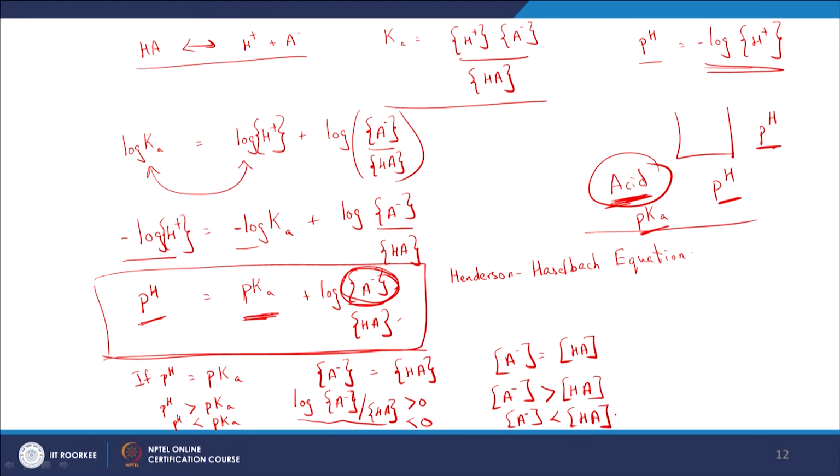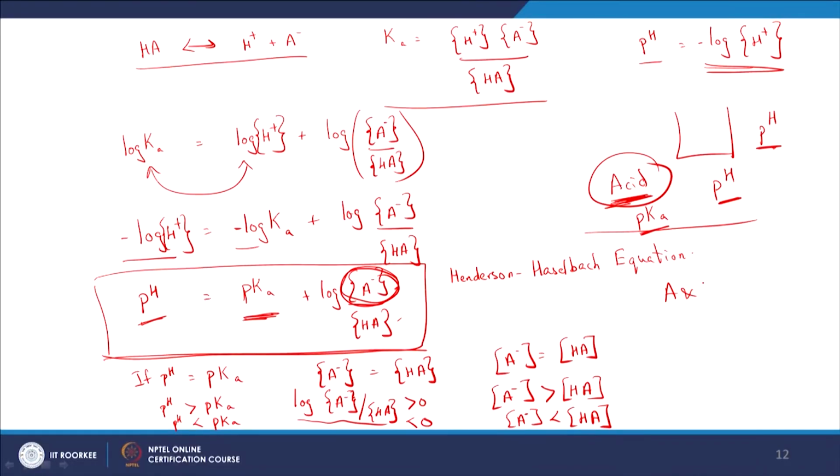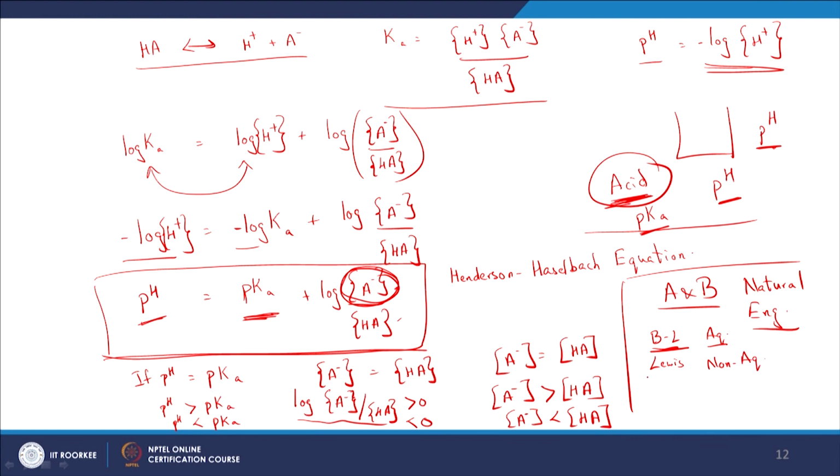So with that, I will end today's session. Let's just have a brief review. We have looked at the importance of acids and bases, both in natural and engineered systems. Then we looked at two particular definitions of acids and bases, Bronsted-Lowry and Lewis. Bronsted-Lowry is applicable in aqueous solutions, and thus is something we are going to use widely throughout the class, while Lewis theory is applicable in non-aqueous solutions.